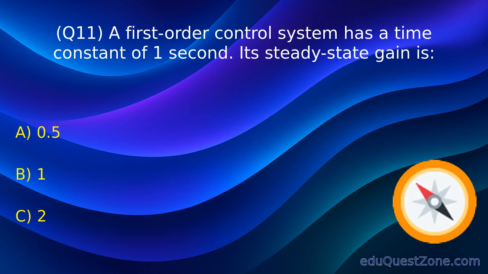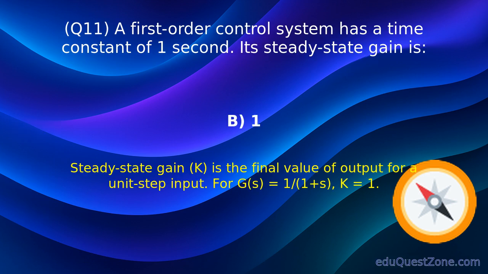Question 11. A first-order control system has a time constant of 1 second. Its steady-state gain is Option B. 1. For a first-order system 1 by 1 plus s, steady-state gain equals 1.